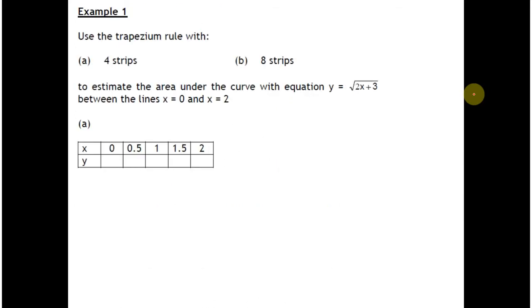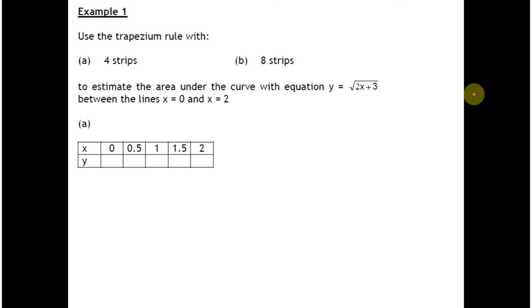So in this example, we're to use the Trapezium rule, first of all with 4 strips and then with 8 strips, to estimate the area under the curve with equation y equals the square root of 2x plus 3 between the lines x equals 0 and x equals 2. So starting with 4 strips, we have a table. It is common for a table to be there for a C2 exam.